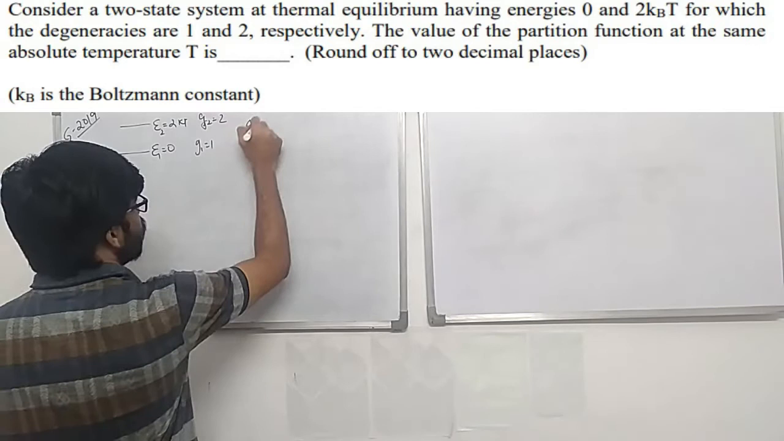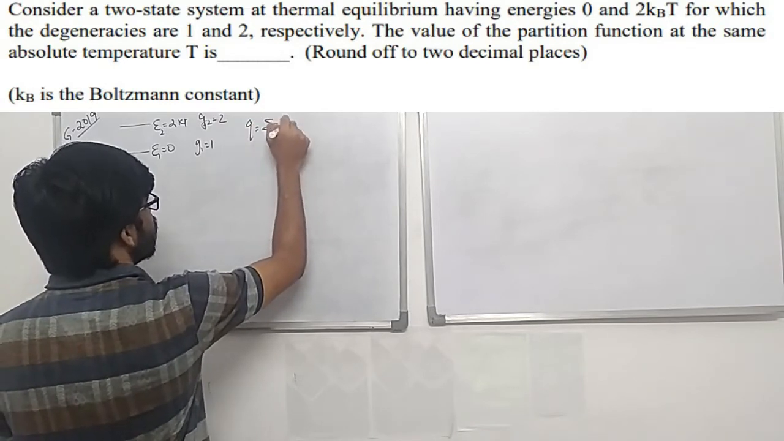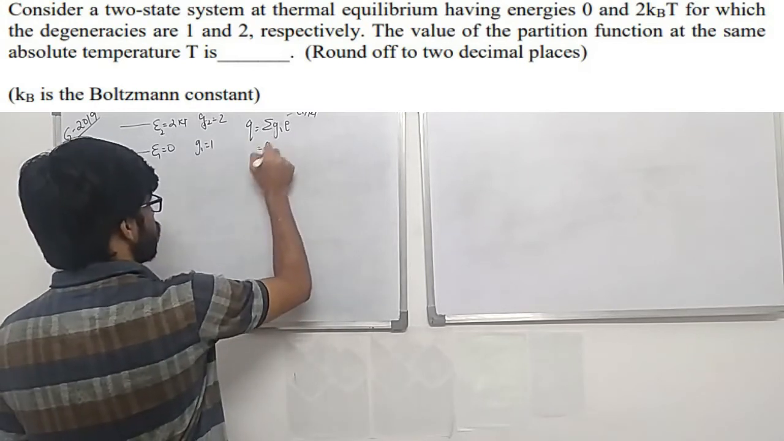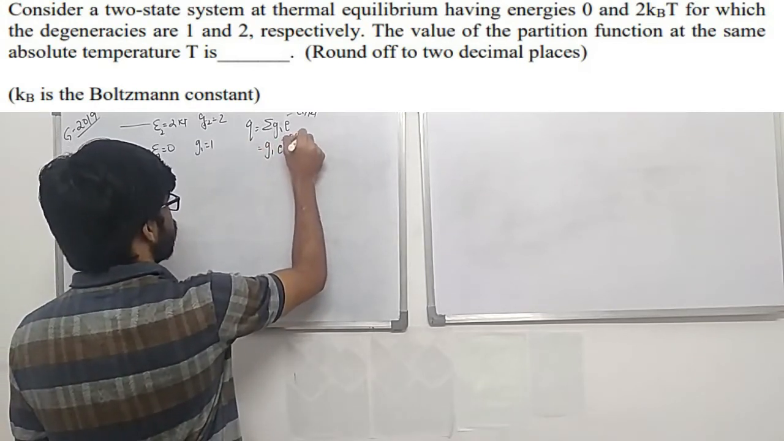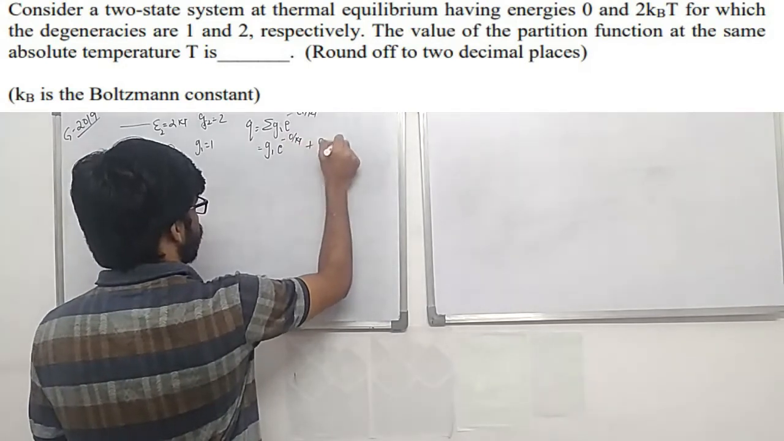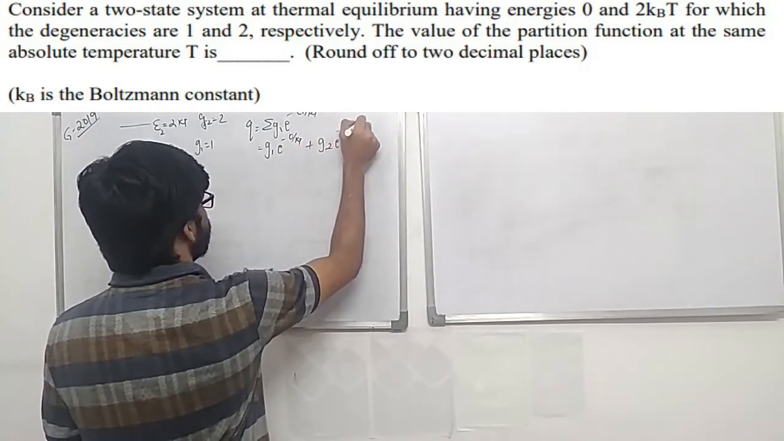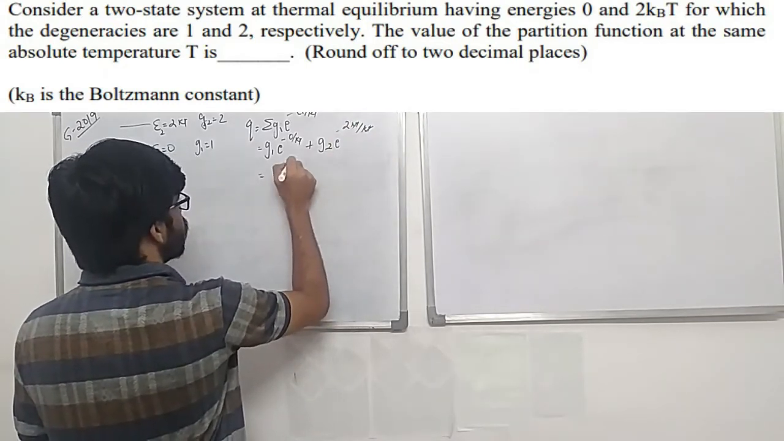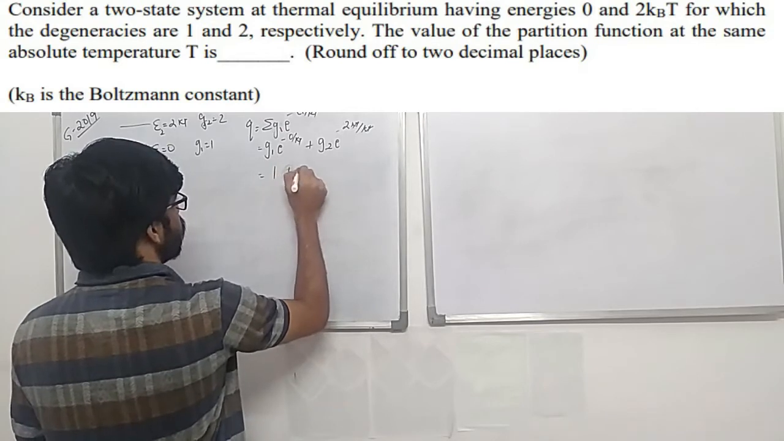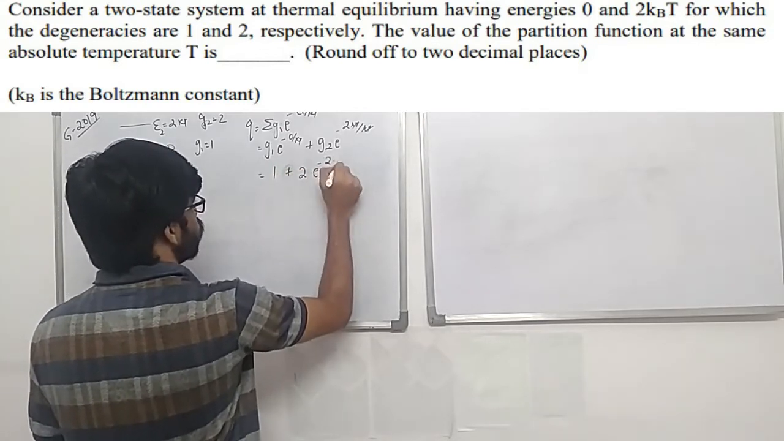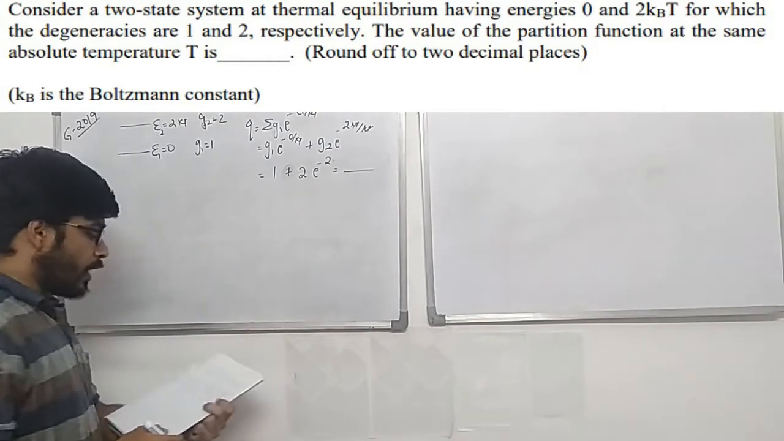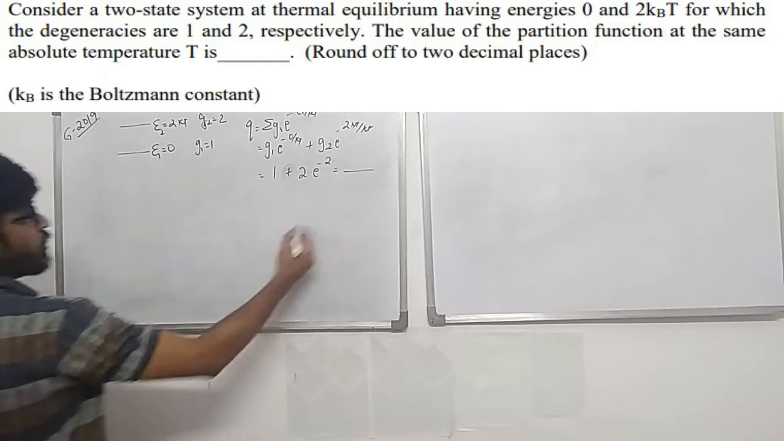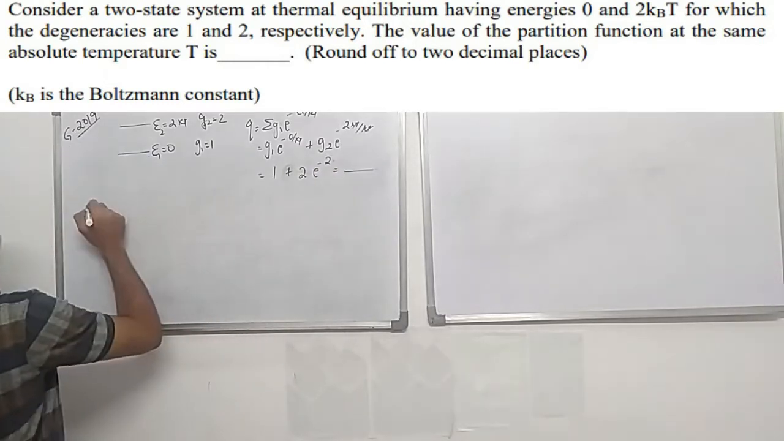So we know the partition function is equal to summation g_i e to the power minus epsilon_i by kT. So for this it will be g1 e to the power minus 0 by kT plus g2 e to the power minus 2 kT by kT. So I have 1 into e to the power 0, which is 1, plus 2 into e to the power minus 2. And you have to write it down rounded up to 2 decimal places. Okay, so whatever is the answer will be the value for this question.